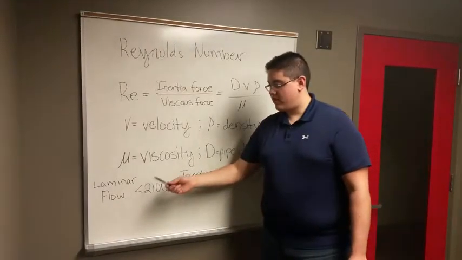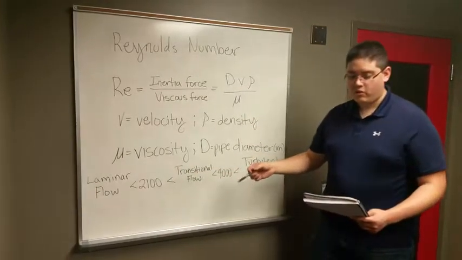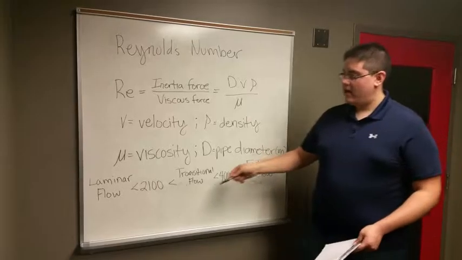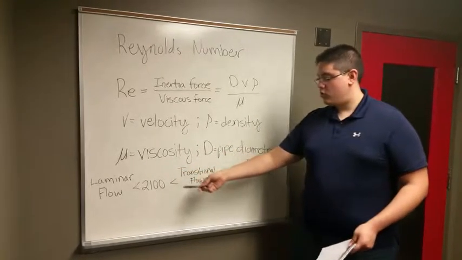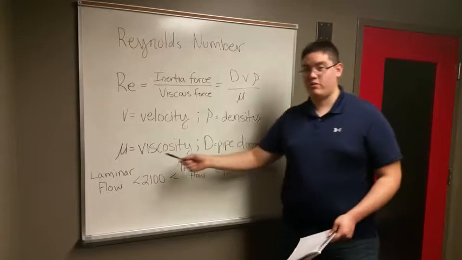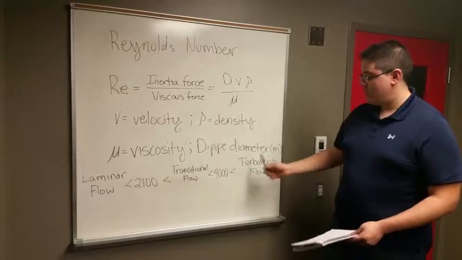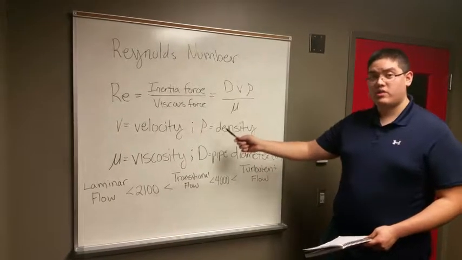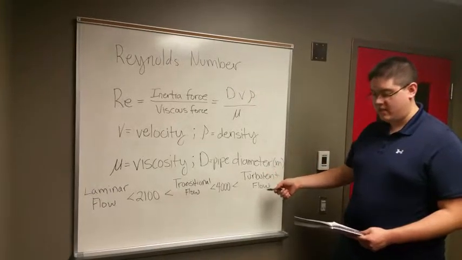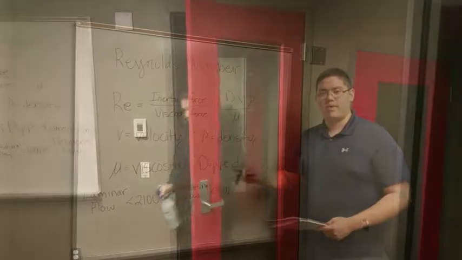He described any flow where his Reynolds number was below 2100 to be laminar flow, laminar flow being where a particle in one layer will stay in that layer as it flows through the pipe. Anything between 2100 and 4000 is a transitional flow, which will exhibit both laminar and turbulent flow characteristics. Turbulent flow is any Reynolds number over 4000, occurring at much higher velocities, and it results in eddies and vortices and mixing of the fluid within the pipe.